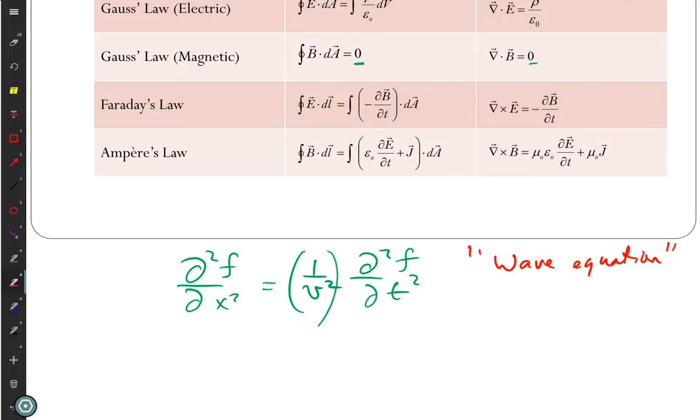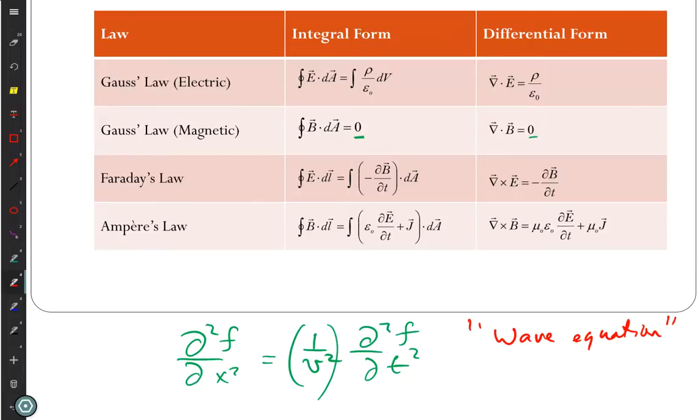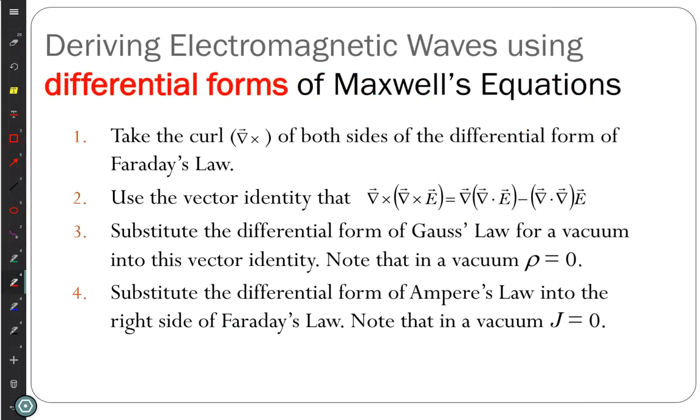And so Clerk Maxwell realized that we have this relation. So what is it that's going to be in the position of that function? Turns out it could be either electric field or magnetic field. So we're going to put these Maxwell's equations together to show that it falls into that form. Here's the way we're going to do it.